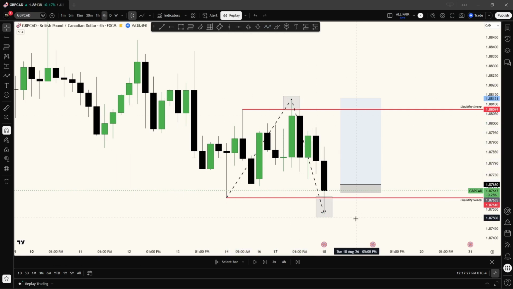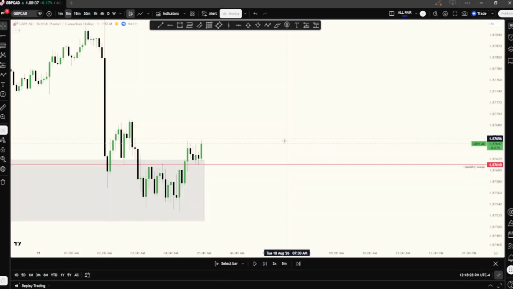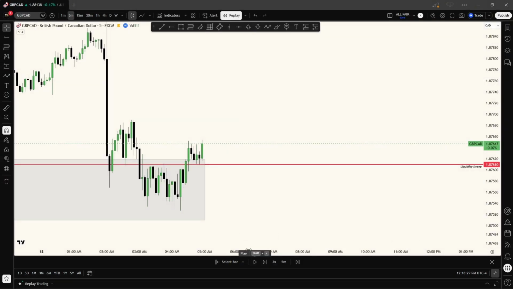So, price just did a complete sweep on both sides. It grabbed the buy side liquidity first, then pulled a 180 and wiped out the sell side. It's basically cleared the board. Now I'm not just going to jump in here, I'm dropping down to the lower time frame. What I'm looking for is a clear change of character.